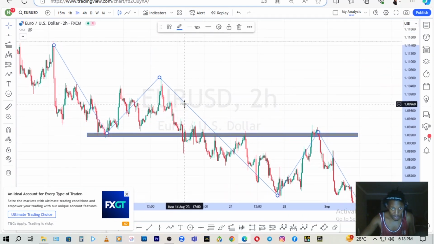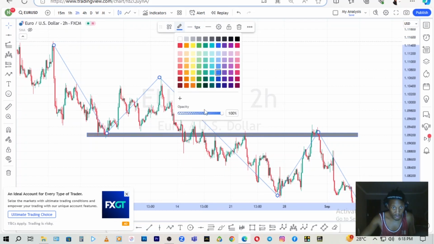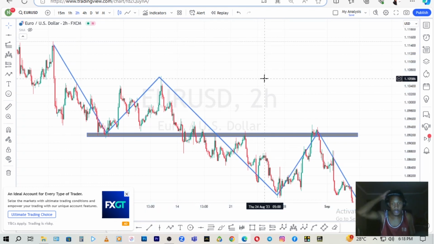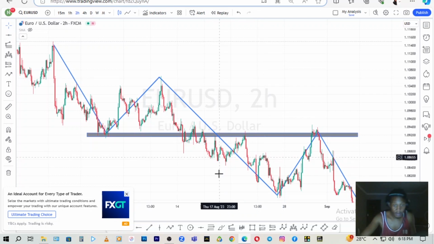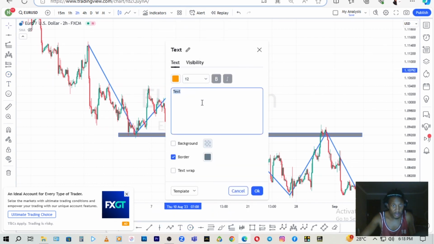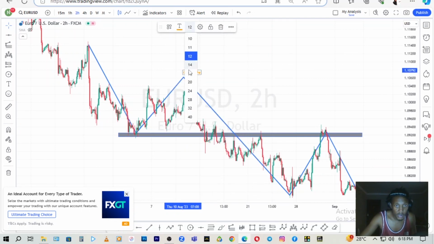So overall, this is how simple I trade. Okay. So overall, this is how I trade. This is my, let me just write it down. Lower high. Okay, let me just write it in full for the beginners. Lower high, lower high. Let me increase the size.